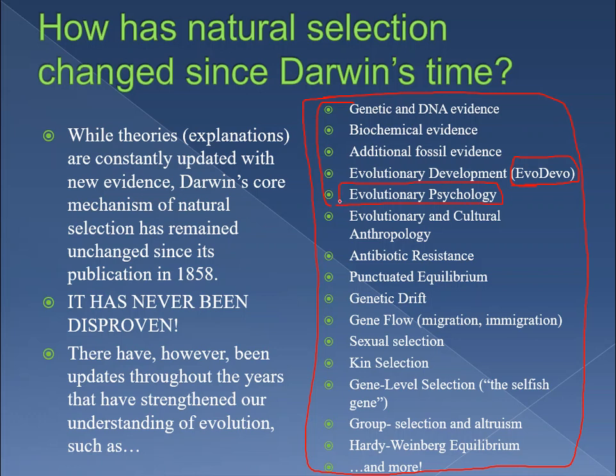Evolutionary psychology, basically how evolution has impacted the way the human brain developed, which is actually what I went to my master's program for. Incredibly interesting stuff. Things like antibiotic resistance, which is fitting because we're in the middle of a pandemic. Even though COVID's not a bacteria, it evolves similarly to bacteria because of very quick mutation rates. Punctuated equilibrium, genetic drift, gene flow, kin selection, sexual selection, group selection, Hardy-Weinberg, which we'll end the unit on. All of these things have come out of evolutionary theory.